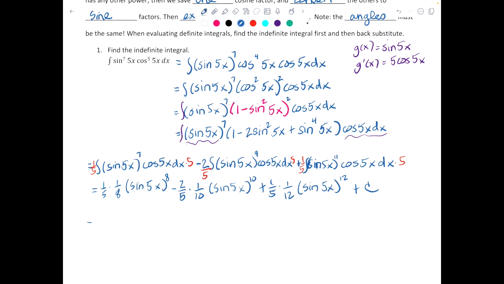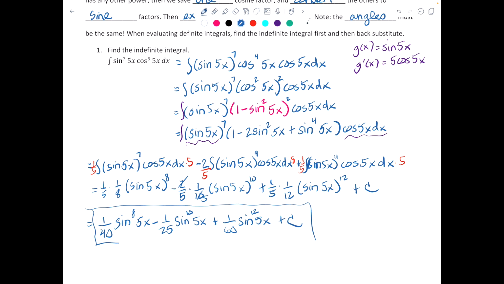And then cleaning it up a little, we will have 1/40 times, these aren't as messy, so I'll just do sine raised to the 8th, at 5x, minus, let's see, the 2 divides out some of that, so we'll have 1/25 sine at 5x to the 10th power plus 1/60 sine at 5x raised to the 12th power plus our constant of integration. Groovy? Awesome sauce. Okay, next up.